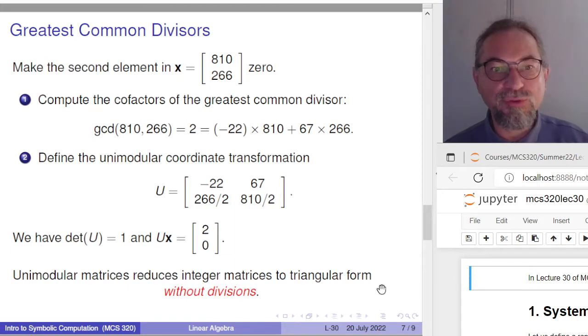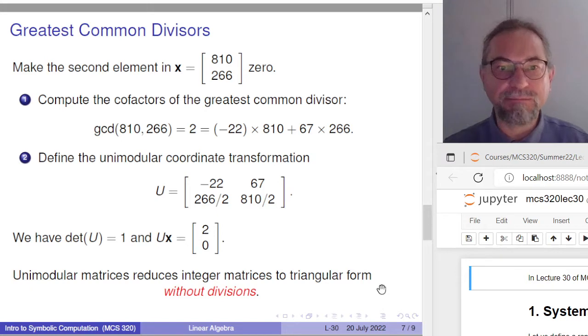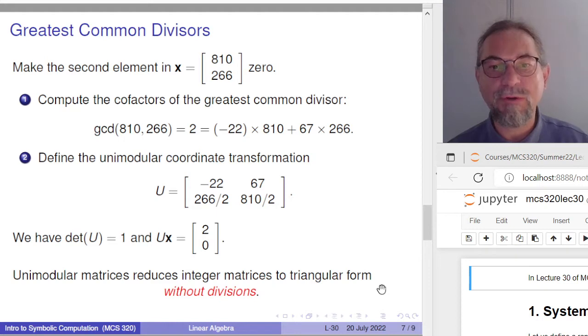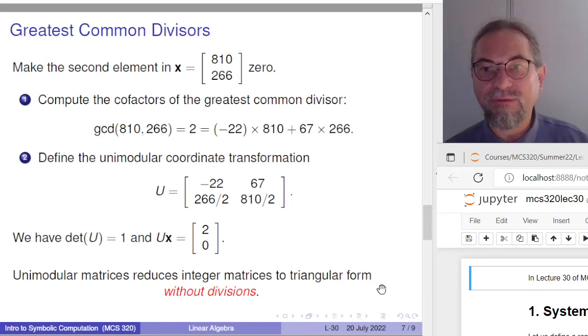We can introduce zeros by unimodular coordinate transformations. So here in the example, we compute the greatest common divisor, the extended greatest common divisor. Any greatest common divisor can be written as a linear combination of the inputs. So here the greatest common divisor of these two numbers is 2. And there are two cofactors that allow us to express the greatest common divisor as a linear combination of the input numbers.